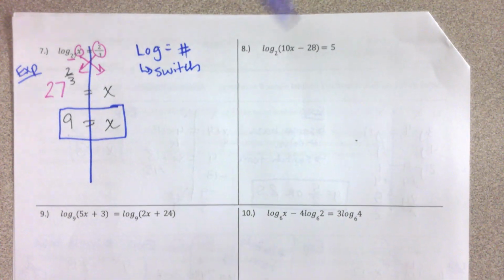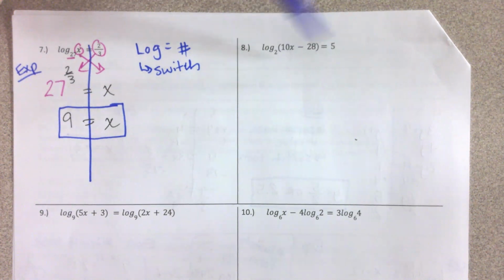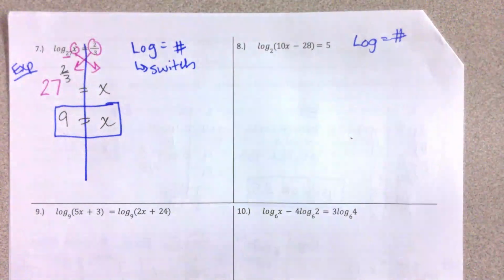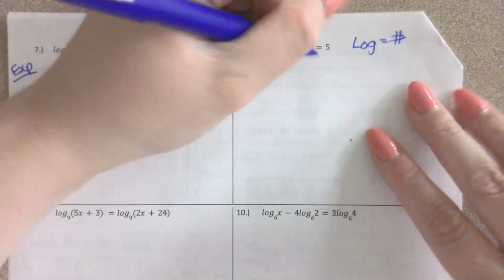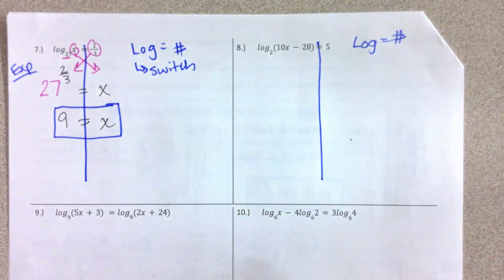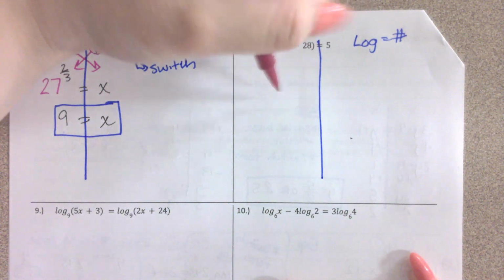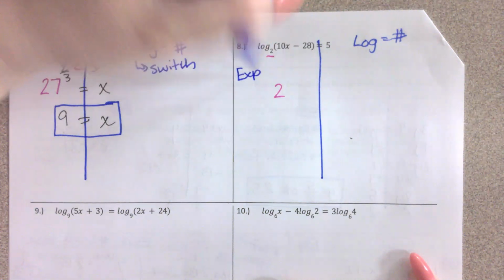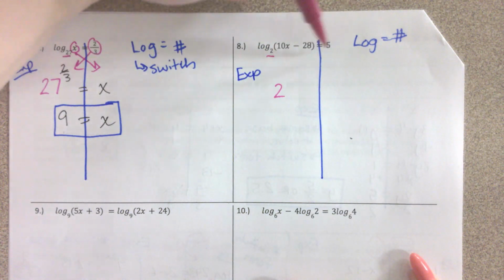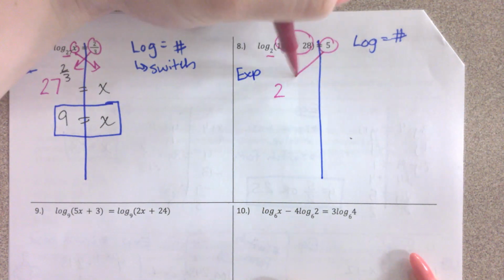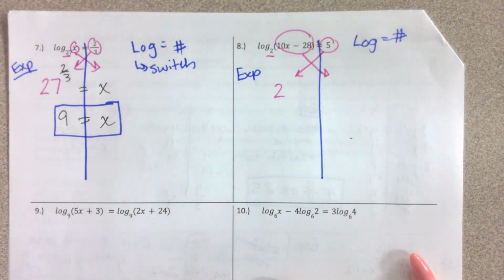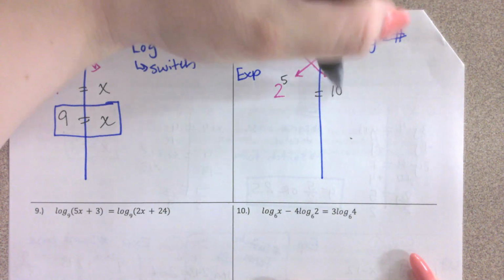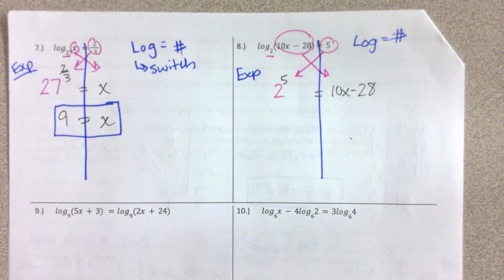Number 8, log base 2 of 10x minus 28 equals 5. This is another log equals number. So again, we're going to switch the form. Base stays base, my base is a 2. And again, I'm going for the exponential form. The other 2 switcheroo. So this is 2 to the 5th equals 10x minus 28.